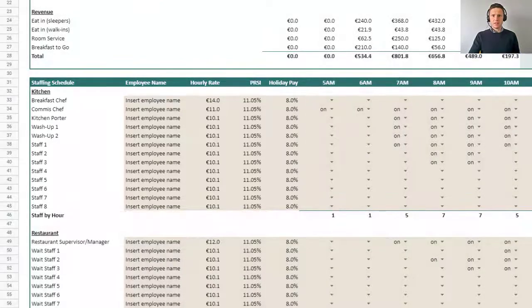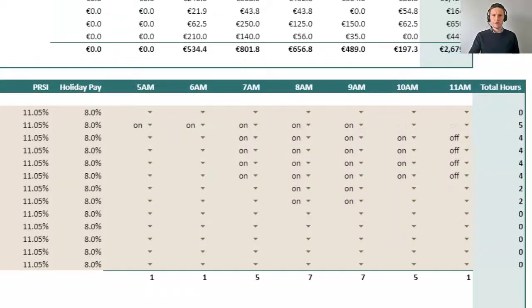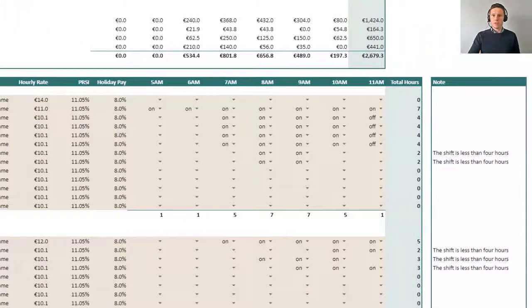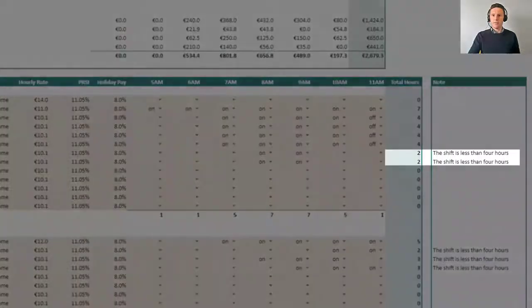To build your staffing schedule, for every staff member, choose their hours of work by clicking on the appropriate time slot. For example, if the breakfast chef is scheduled to work from 5 a.m. to 10 a.m., you will click the On button here, here, here, here, and here. You will see here that the breakfast chef is now scheduled to work for 5 hours across the service. This scheduling should be completed for all staff rostered for the service. You will note that where a staff member is scheduled to work, but for a period of less than 4 hours, a note pops up here advising you of same.